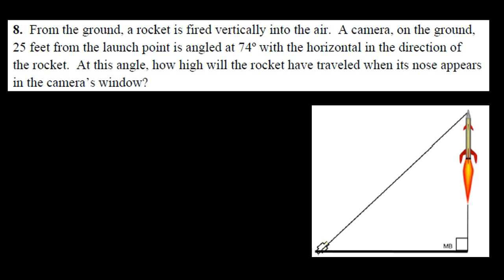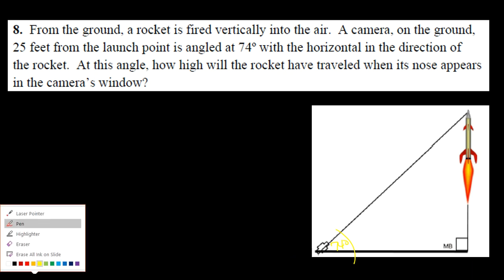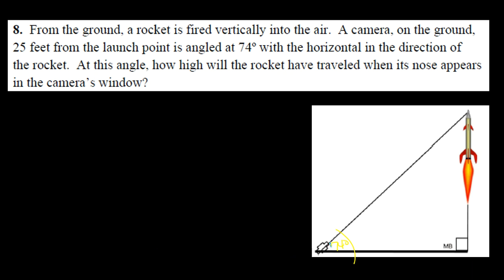So we have a camera, 74 degrees. Let's get a different color. It's hard to see on that white. 74 degrees. A camera is on the ground 25 feet from the launch point. So from here to here, this is 25 feet. We want to know how high would the rocket be. So this right here, we're looking for this. How high would this be when the nose of the rocket appears in the camera?